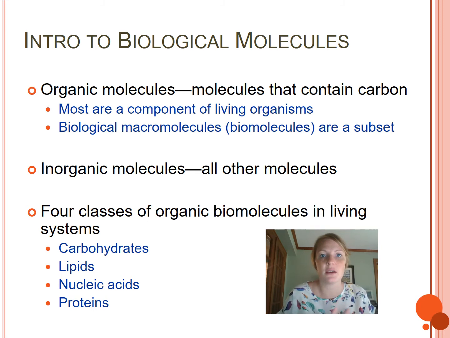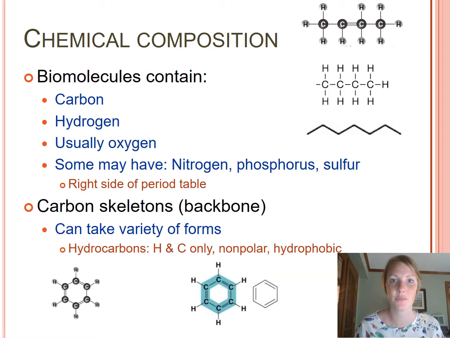So the four classes of biomolecules are lipids, nucleic acids, proteins, and carbohydrates. And within our body we have all of these that combine in various ways to make up all of the components of our systems, of ourselves, and of our cells.